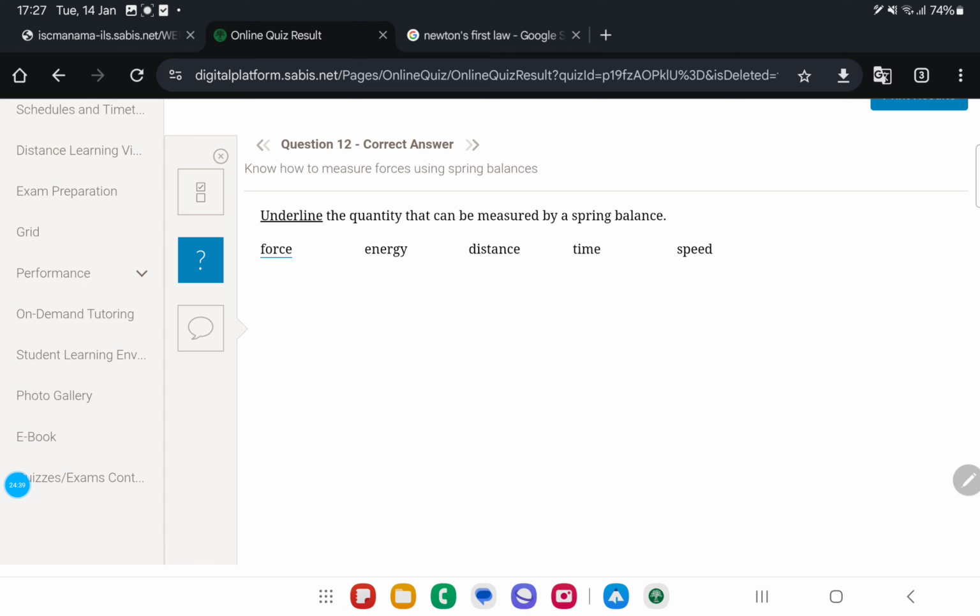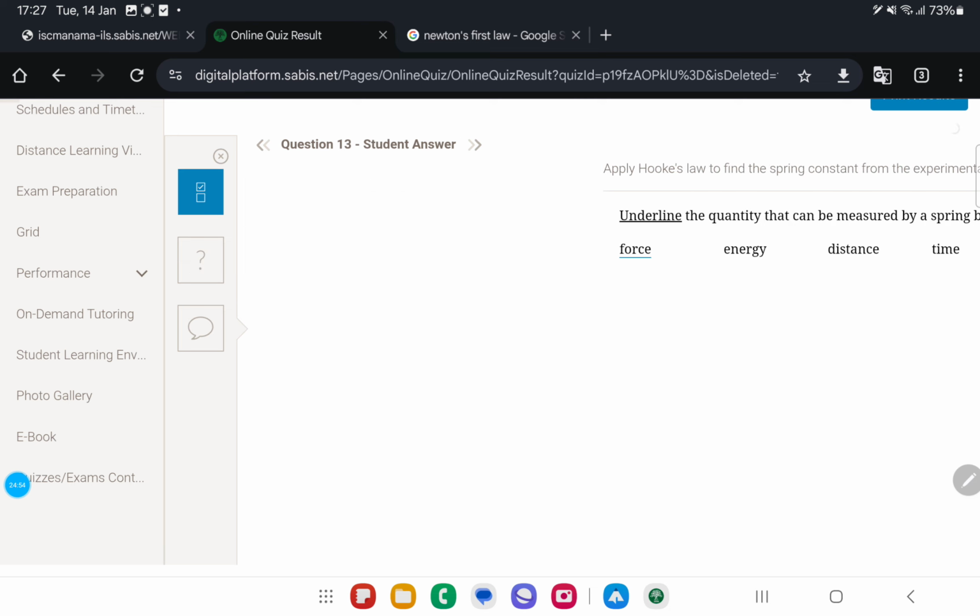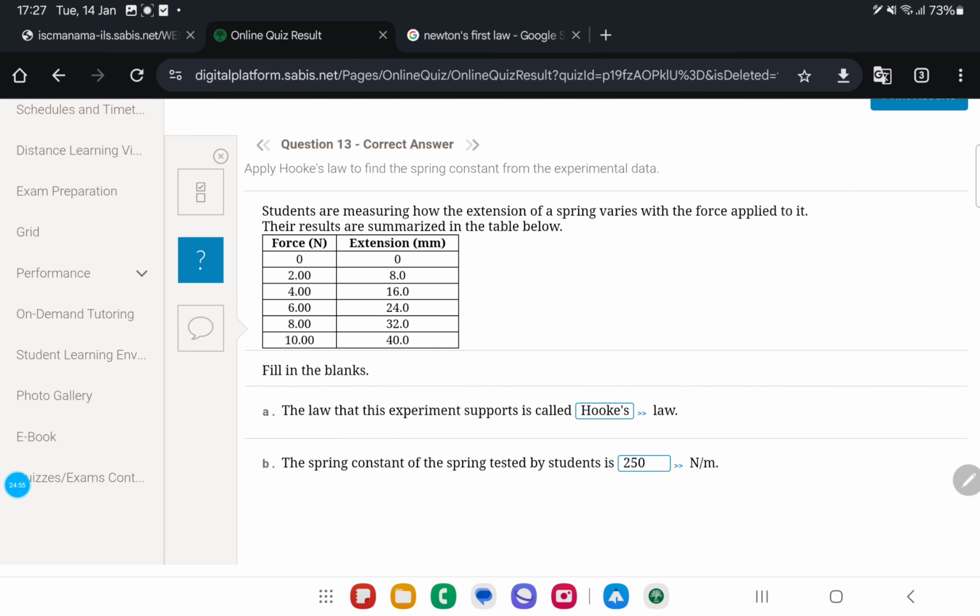Underline the quantity that can be measured by a spring balance. Spring balance is used to measure force, of course. That's known. Just memorize this. Memorize that a spring balance is an apparatus that's used to measure force.